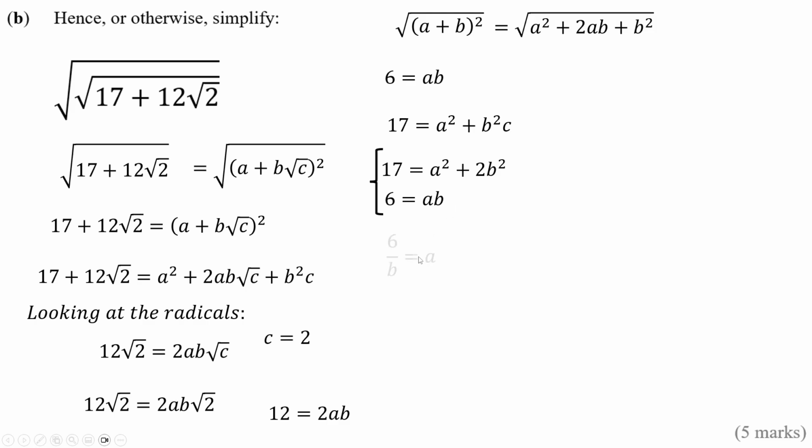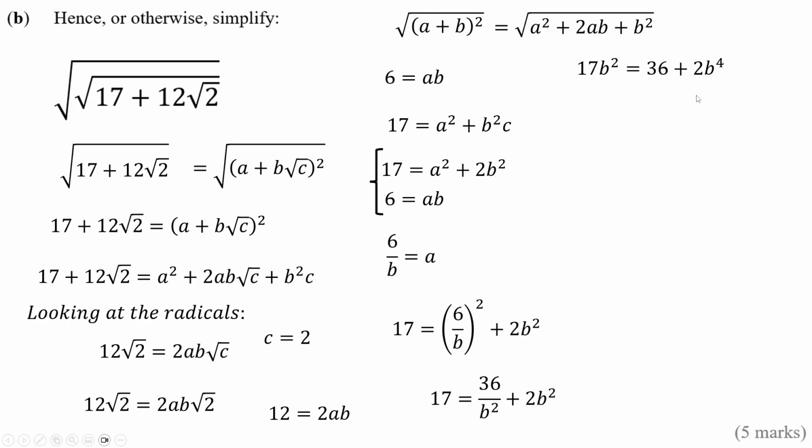We could do 6 over b equals a, and then plug a into there to get this. This is 36 over b squared, and then just multiply by b squared on both sides to get this. Just get it in this form. Now, if you notice, this is actually a hidden quadratic. Say you let t equal b squared and substitute it in, so you have 2t squared minus 17t plus 36 equals 0.